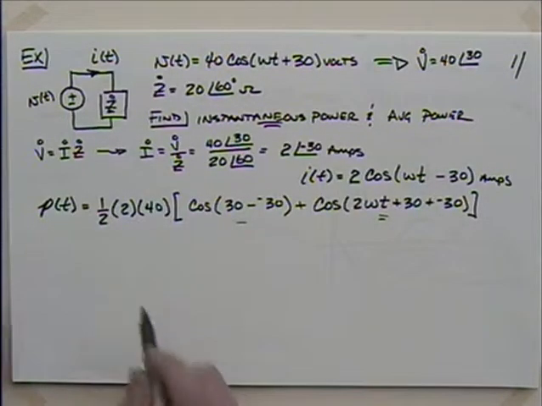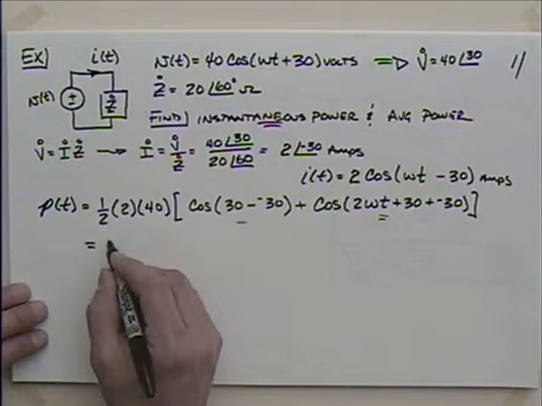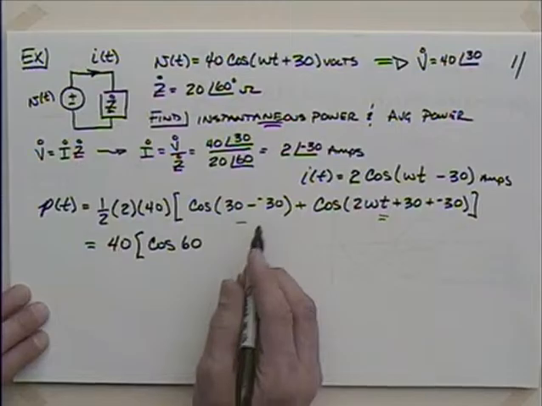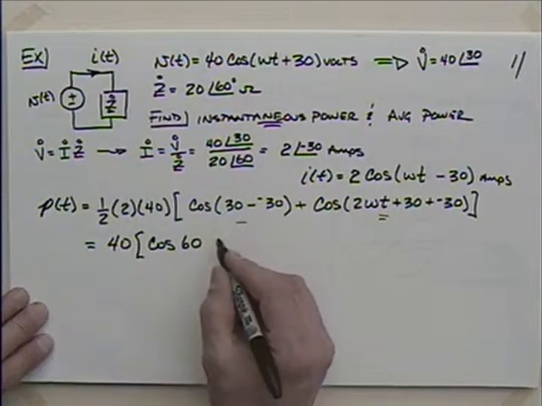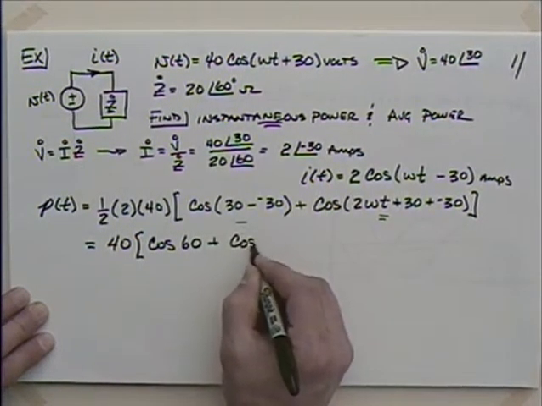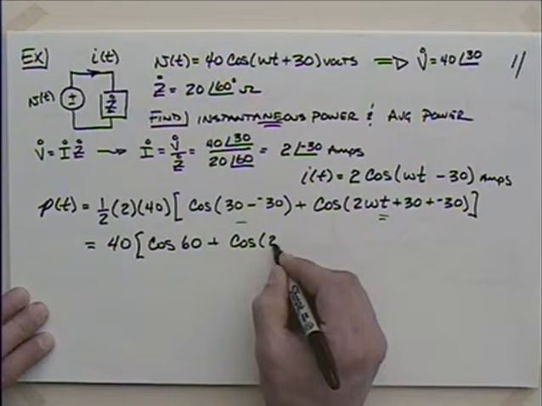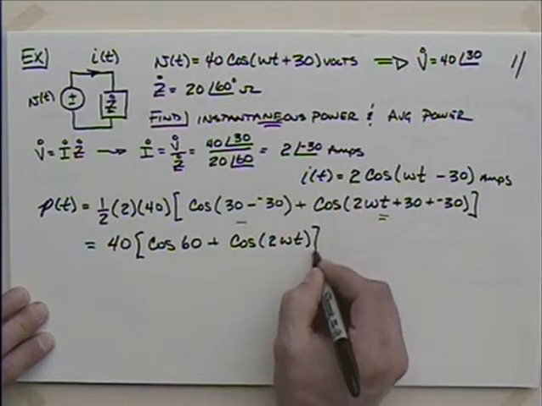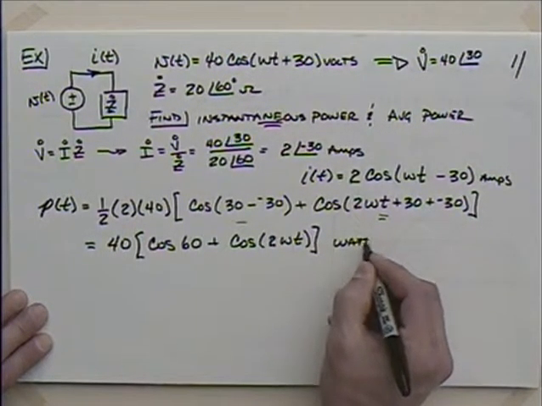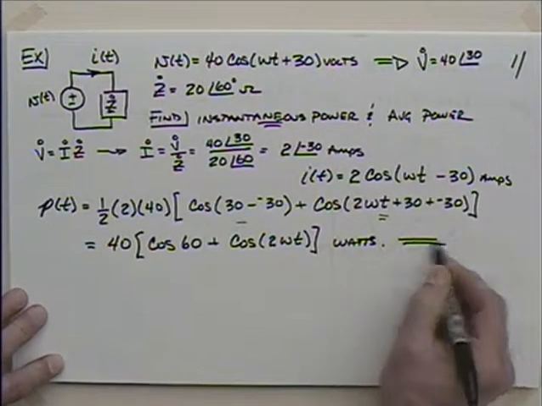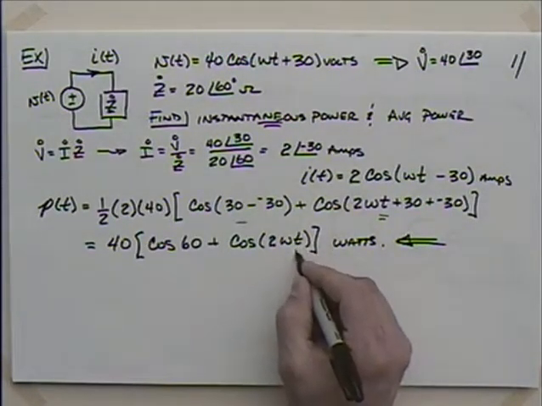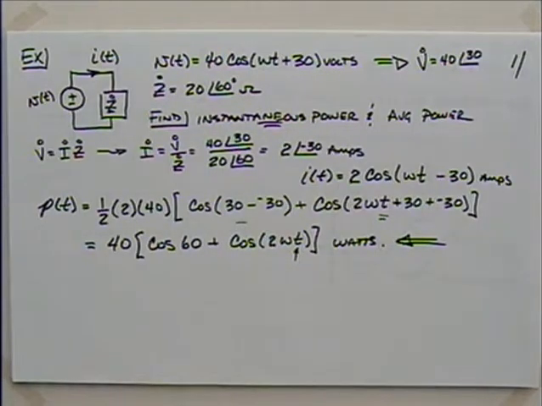So when you go through that and clean it up a little bit, we end up with 40 times the cosine of 60, a minus and a minus is a positive, plus the cosine of 2 omega t, since 30 minus 30 cancel each other out. And this would be watts. That's about as far as we can go for the instantaneous power, unless someone tells us what omega is and what time. It's instantaneous, so we would need to know what time they are talking about. But that's the expression there.